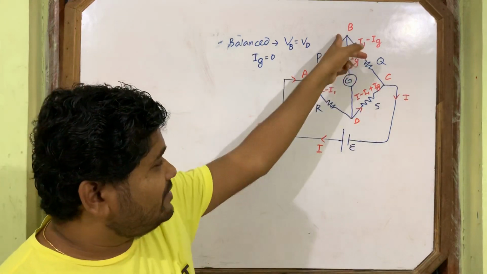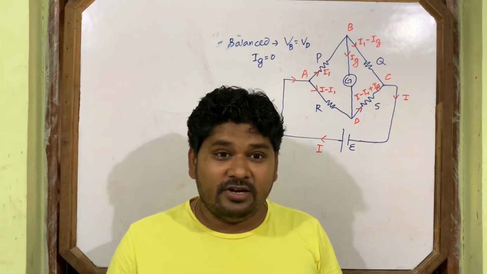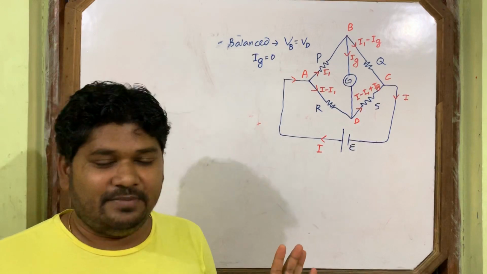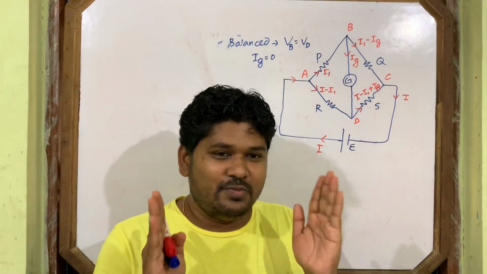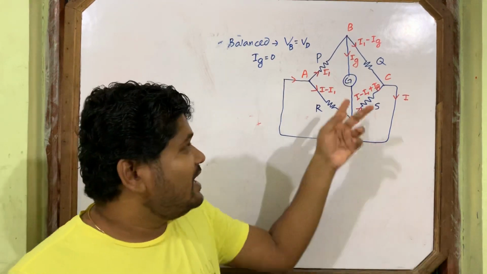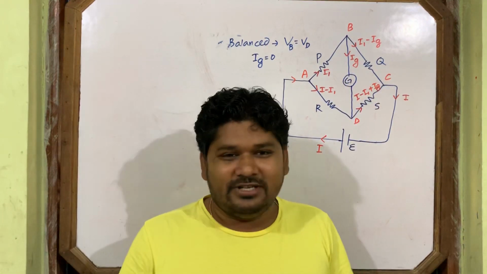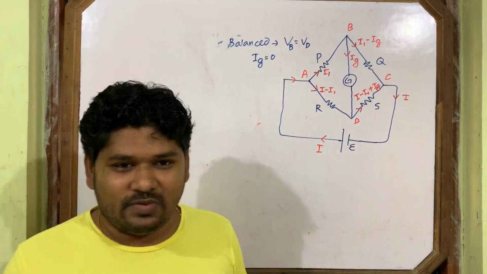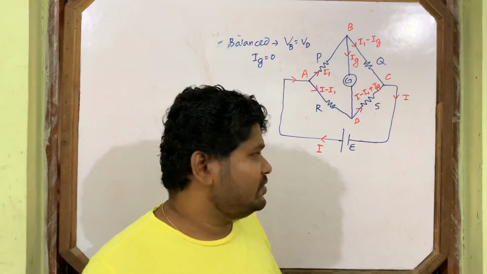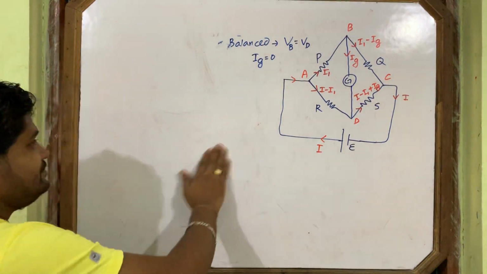I am taking the current from B to D. You can take the current also from D to B, no problem, because after some time the potentials of B and D will become the same, and we will make the current 0. So it doesn't matter which potential you are taking more. Okay, so now let's come to the next part.